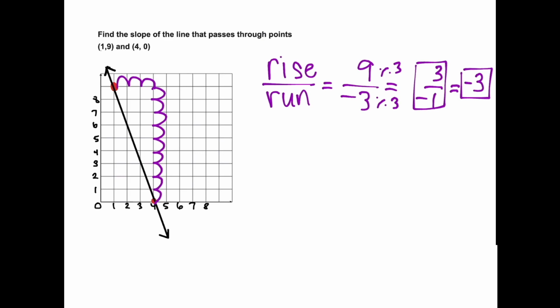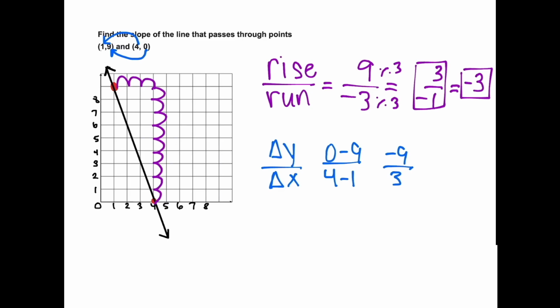We could also use the equation and find the change in y over the change in x. Well, we could take our y2 minus our y1, that'd be 0 minus 9, and then our x2 minus our x1, which is 4 minus 1. 0 minus 9 is negative 9, and 4 minus 1 is 3. Dividing out that 3, we get negative 3 over 1, which is negative 3. And you can see that no matter which option we choose, our slope is negative 3.